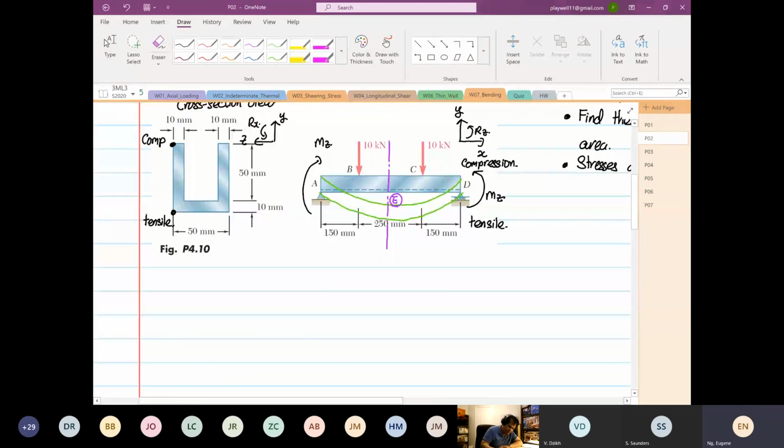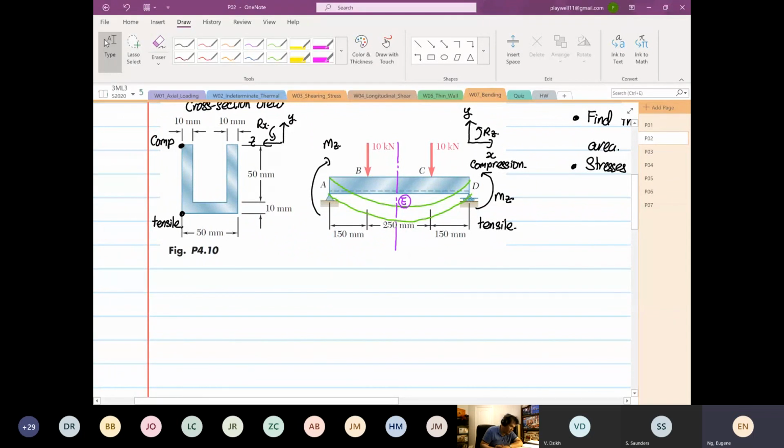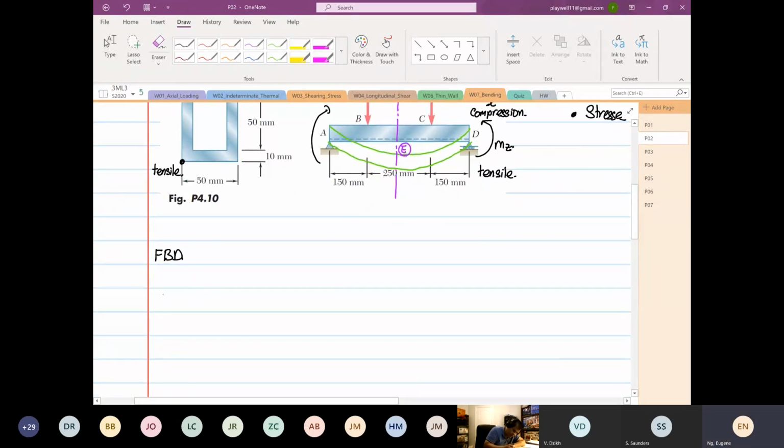Okay, so first let's deal with our free body diagram. So this is your X, Y, rotation about Z. So we're going to sketch our free body diagram. So this is our point A, point D, and then point B, and then we have our point C.